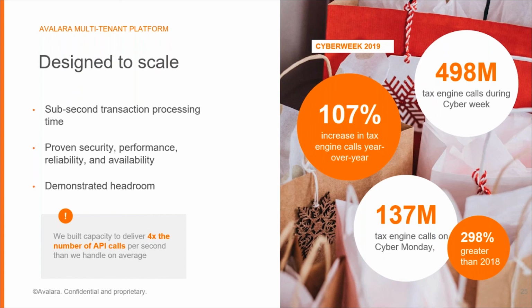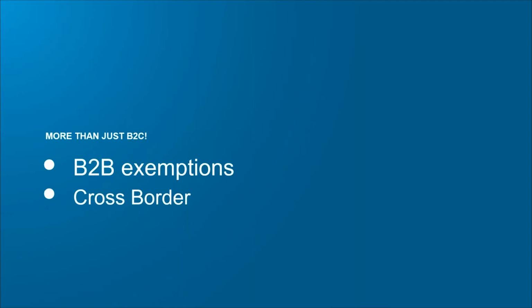So it's important to understand that there's a lot going through that tax engine, and getting that calculation back in that sub-second is of utmost priority for us. It's proven security, performance, reliability, and availability. So basically, we build the capacity to deliver 4 times the number of API calls per second than we handle on average, so that we can go up or down on our volume as needed.